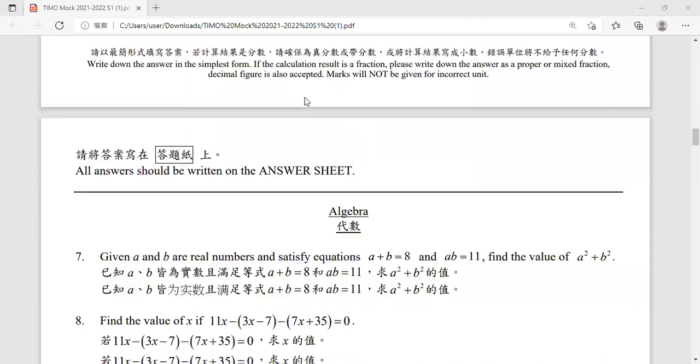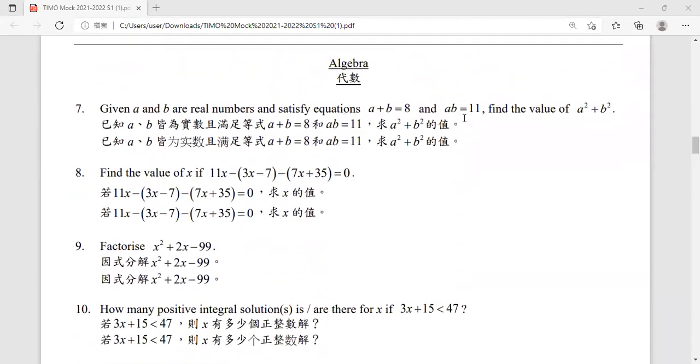Okay, let's see. Is it 42? And now for this one, you start to have to use some identities. The first identity you have to use is a plus b squared. A plus b squared is equal to a squared plus 2ab plus b squared.